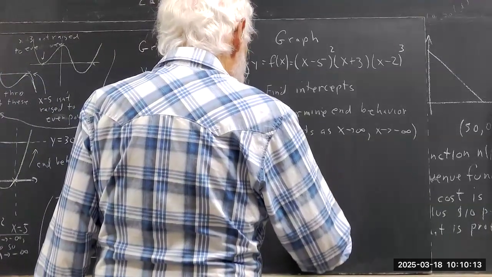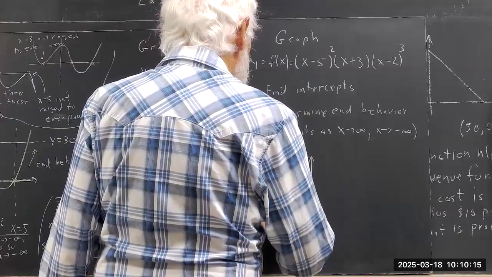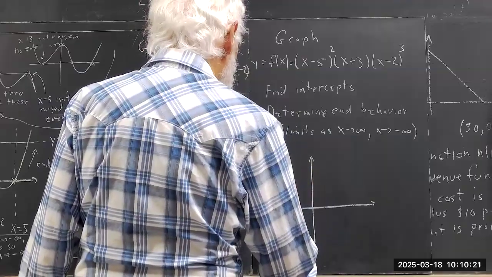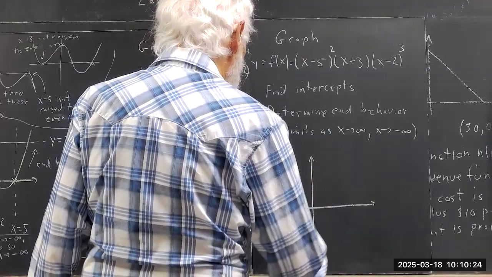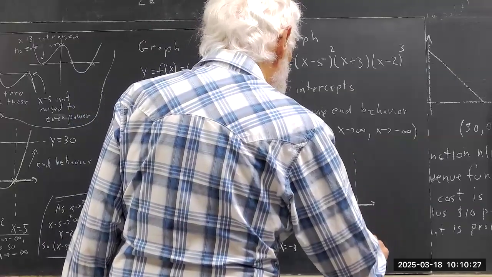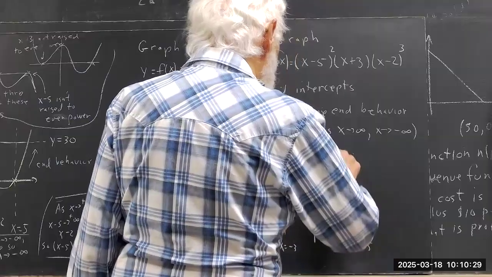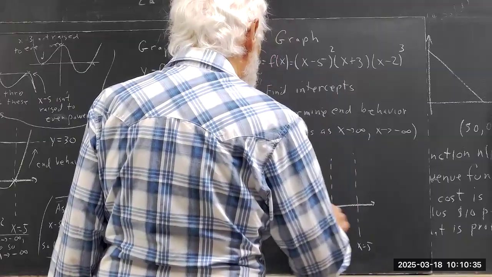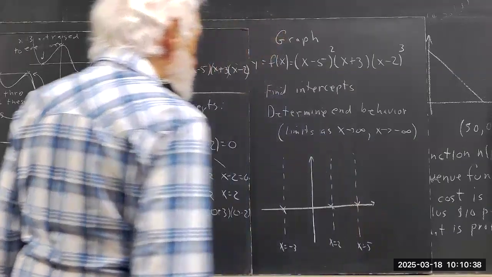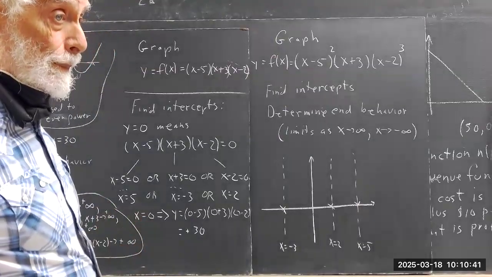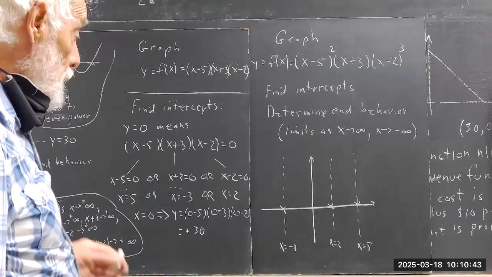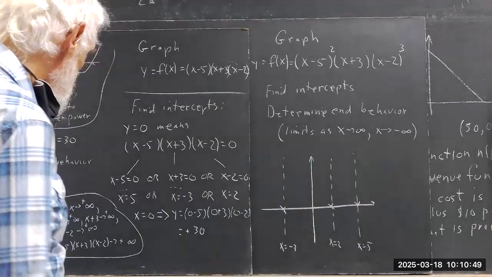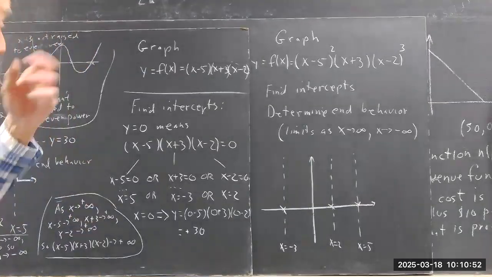So the graph is going to have the same x-intercepts at x equals -3, at x equals 5, and at x equals 2. Here, here, and here. You've got to find your y-intercept. Okay? Find your y-intercept and then figure out your end behavior. So I'll let you think of that for a few minutes. First, find the y-intercept.